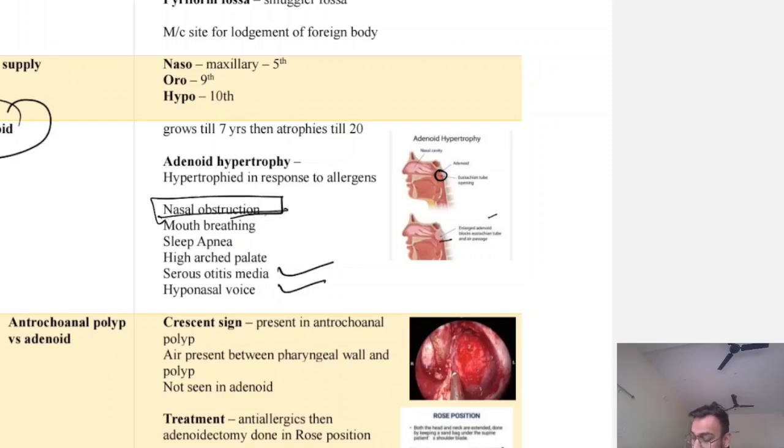Because there is obstruction in the nose, you have to breathe, because you won't survive without breathing, and the nose is obstructed. So what will you do? You will do mouth breathing. The patient will present with sleep apnea, high arched palate. Okay. And why did this adenoid get hypertrophied? It is hypertrophied in response to allergens. Okay.